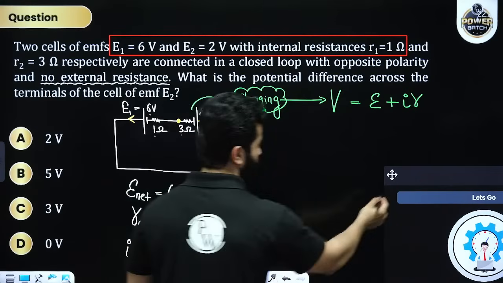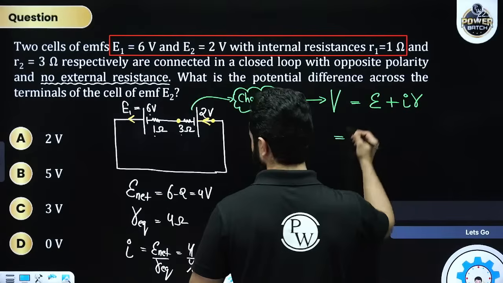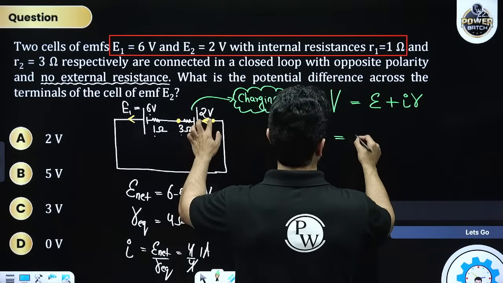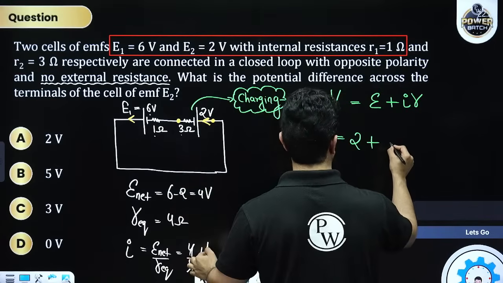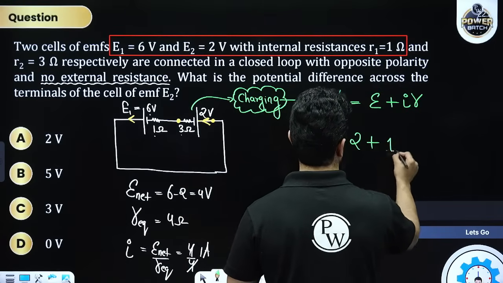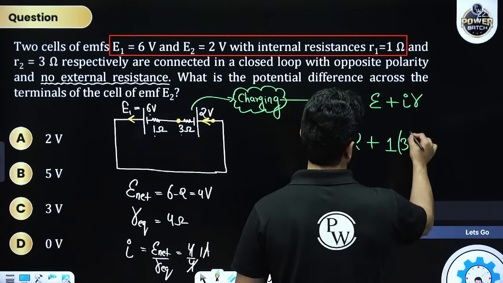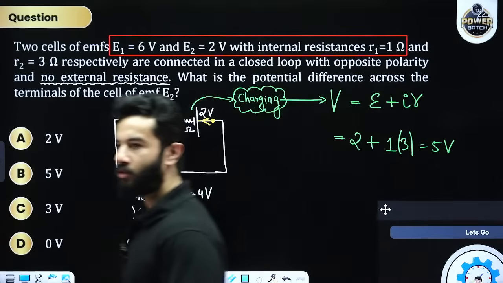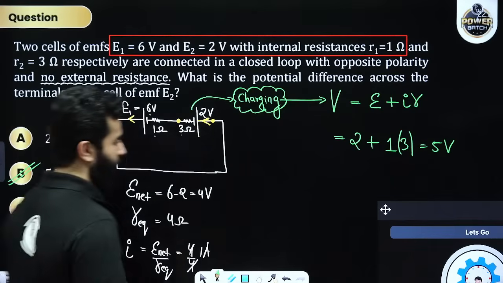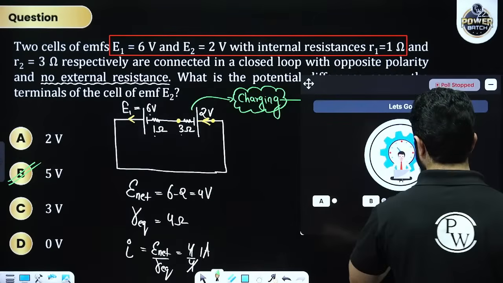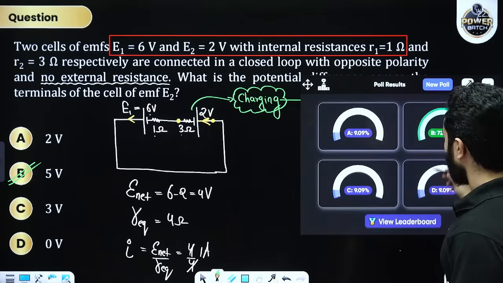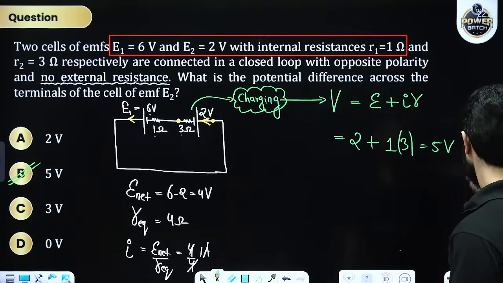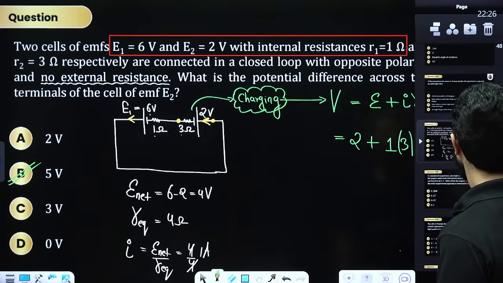So V will be written as EMF E, that is 2 volt, plus current 1 ampere times internal resistance 3. So that means this is going to become 5 volt. B is the correct answer. Clear? Some of you have thought, an equal number of students has thought A, C and D.